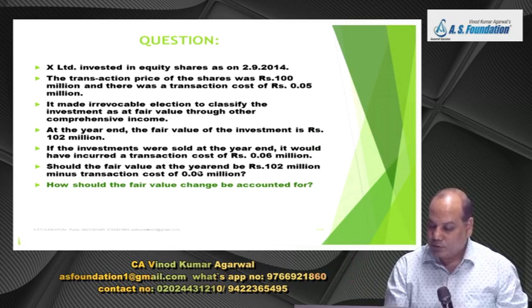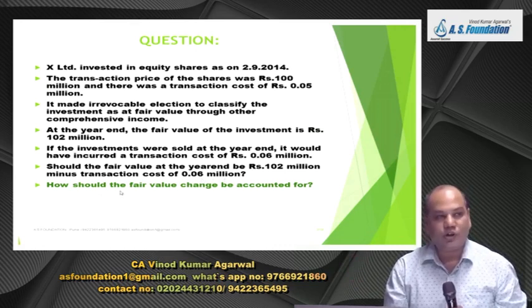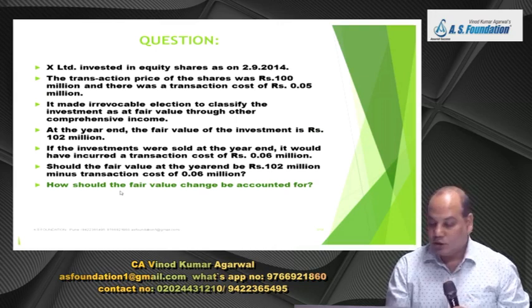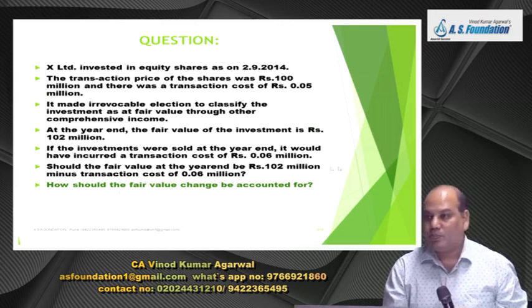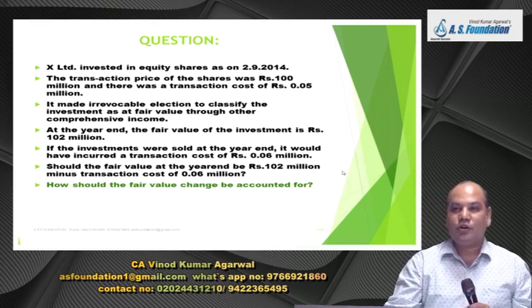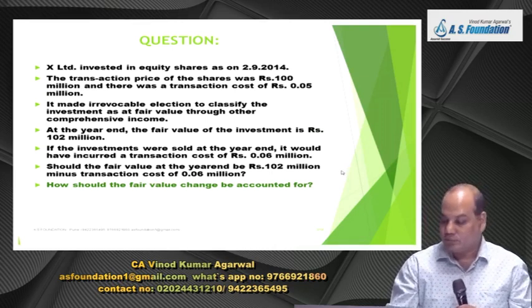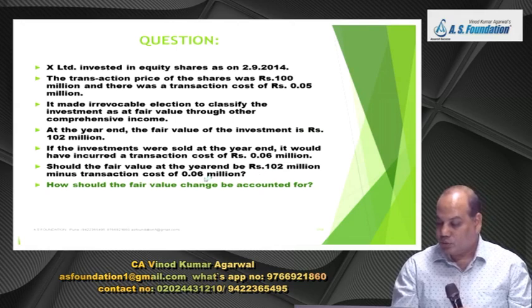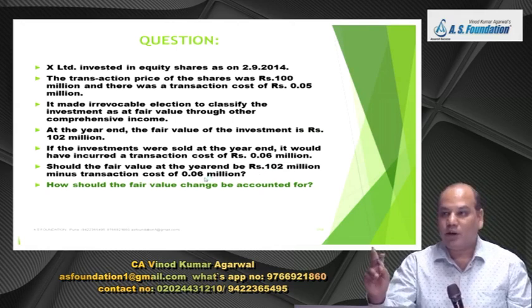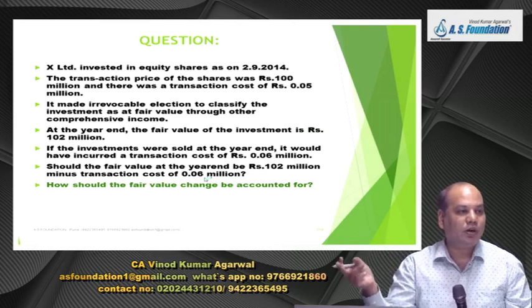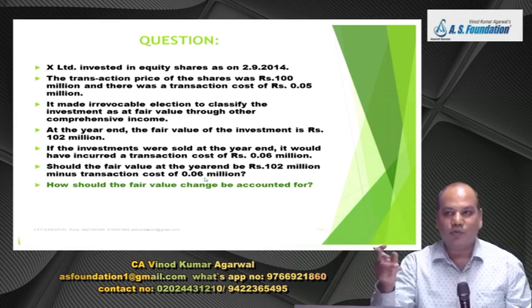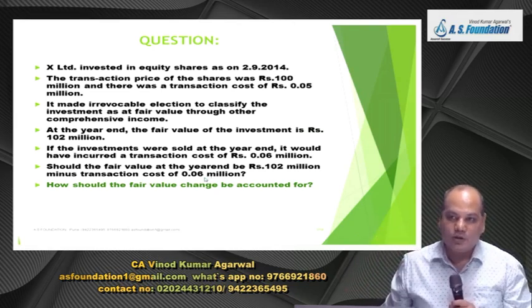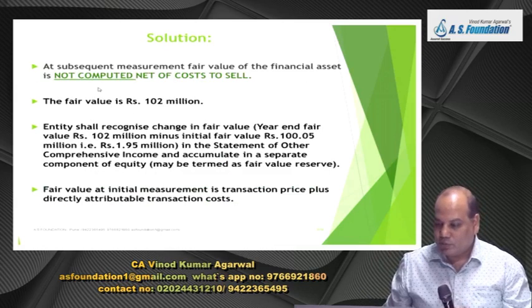Should the fair value at the end of the year be 102 million minus transaction cost of 0.06 million? And the next question is, how should the fair value change be accounted for? These are such minute details which the student has to know. Okay. So in this standard, we have never spoken even once fair value less cost to sell. I have always spoken fair value at the end of the year. So what will be your answer?